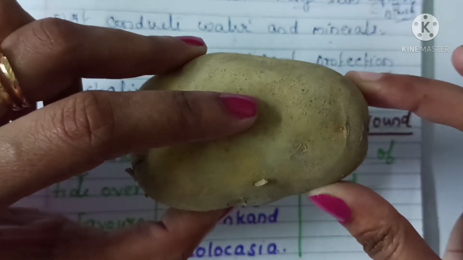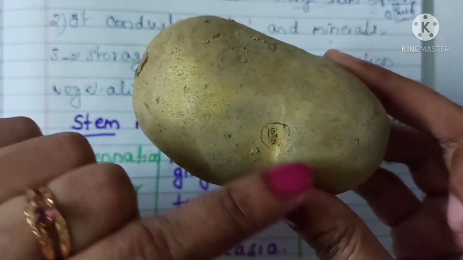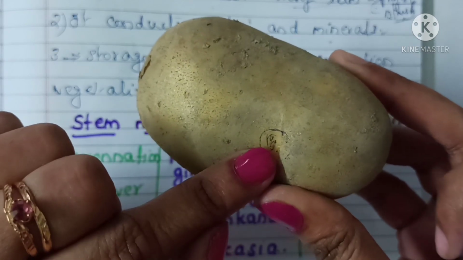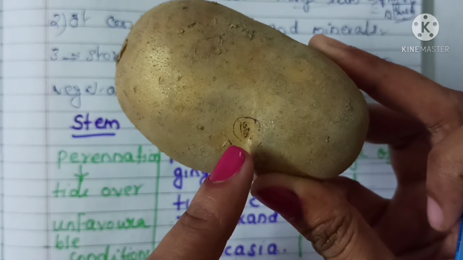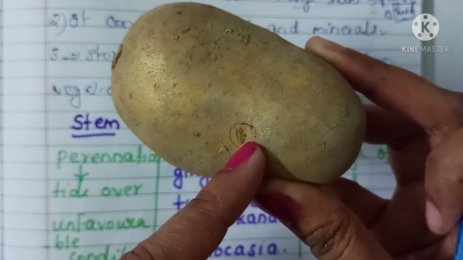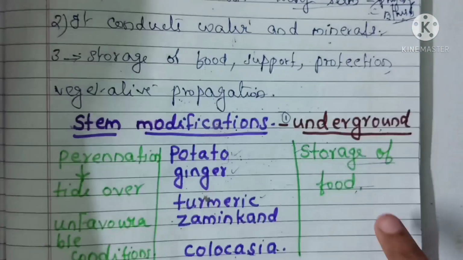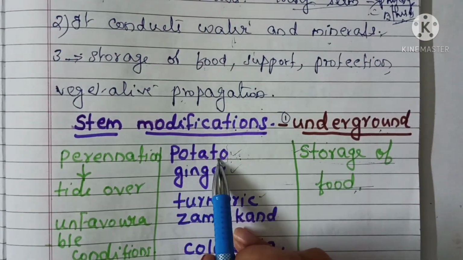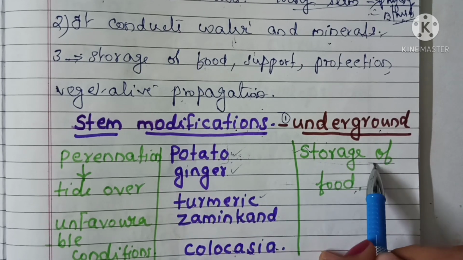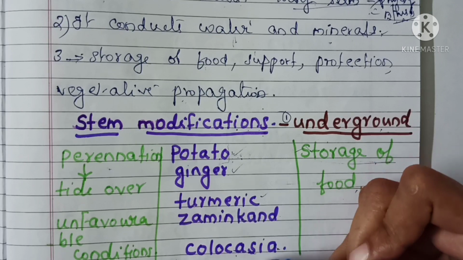It stores food, and not only for food, it is for perennation also, after a long time. Long time means not like years, I'm telling. After a few months, it will develop root and stem, and it will develop into a new plant. So not only is the plant storing this; the underground stem of the potato plant is not only for storage of food, there is another function. Not only potato, ginger, turmeric, everything.